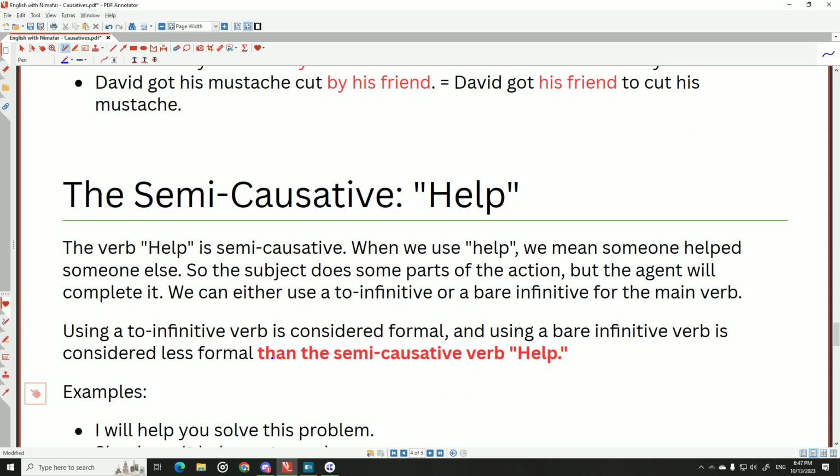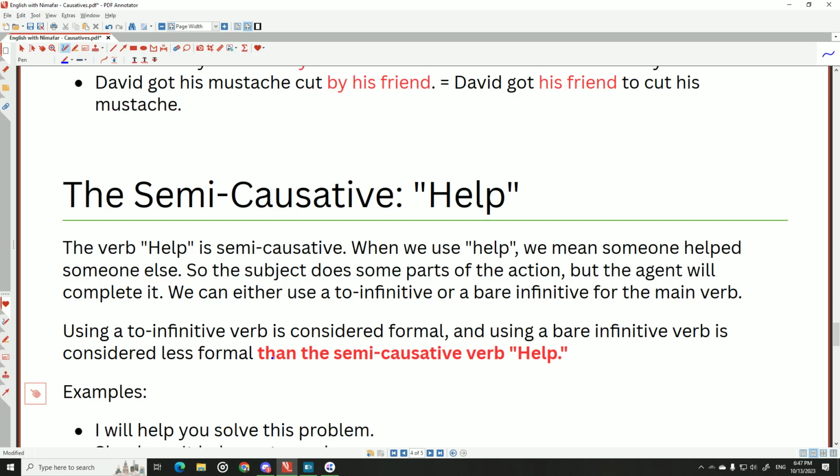The verb help is semi-causative. When we use help, we mean someone helps someone else. So the subject does some part of the action, and the agent will come and complete it. This situation doesn't matter. You can use to infinitive or bare infinitive. If you use to infinitive, that's considered more formal, and bare infinitive is less formal. But generally, it's okay. Doesn't really matter.